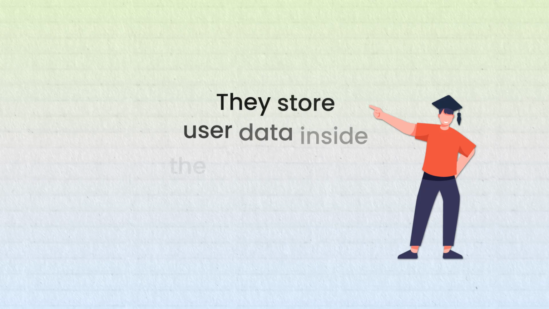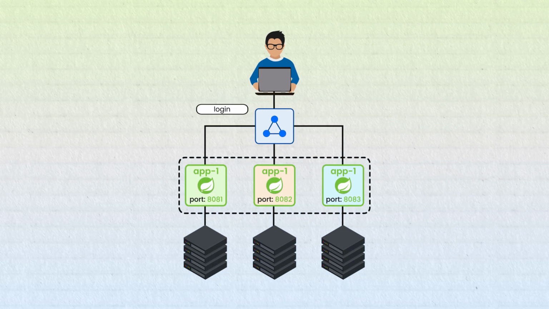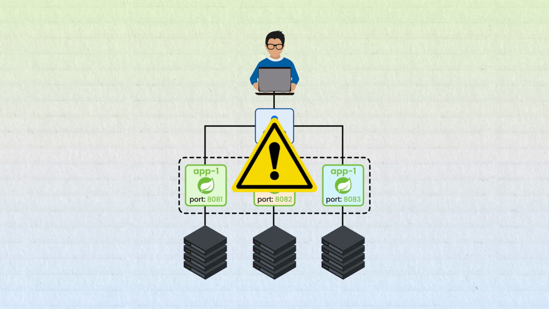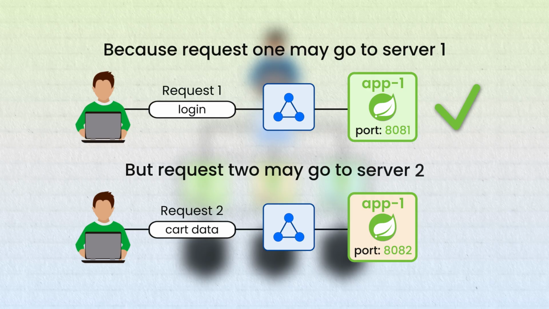I want to warn you about something important, which beginners commonly make. They store user data inside a server's memory. For example, they save the login state, cart data, or temporary user information inside one Spring Boot instance. This can cause problems. Why? Because request 1 may go to server 1, but request 2 may go to server 2. If server 2 doesn't have the same session data, the user may suddenly appear logged out.